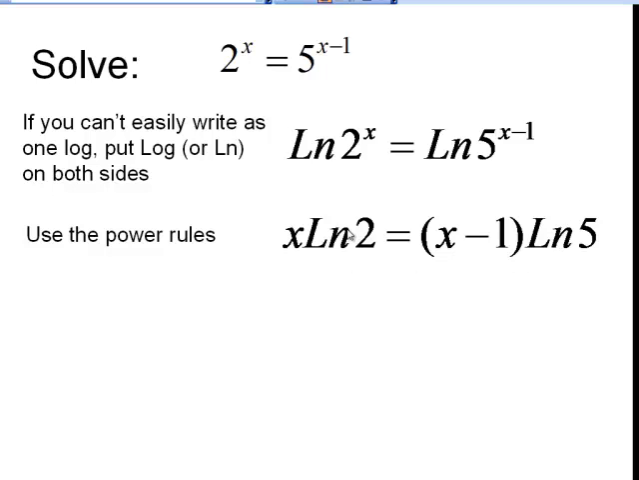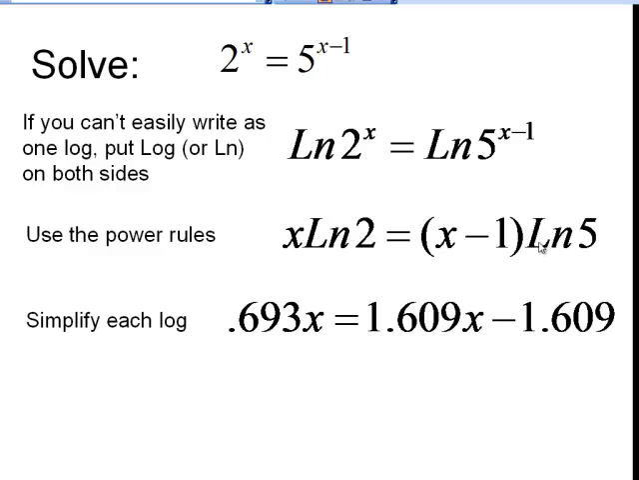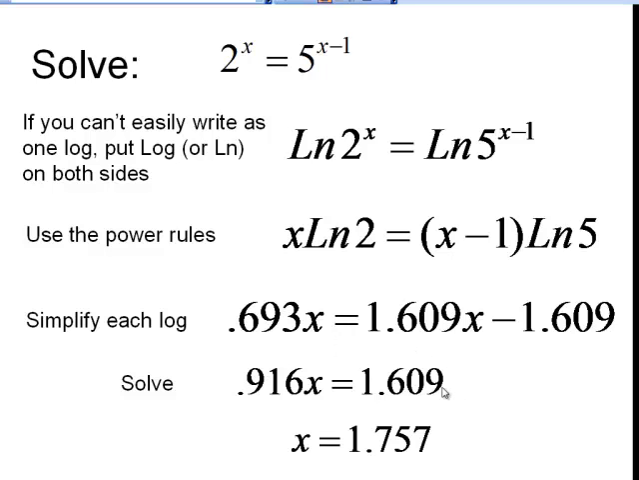ln 2 is a decimal, so you convert that. ln 5 is a decimal, 1.609. Distribute that. Then we combine our x's. When you combine the x's, you get 0.916x is equal to 1.609. And then when you divide by 0.916, you get 1.757.